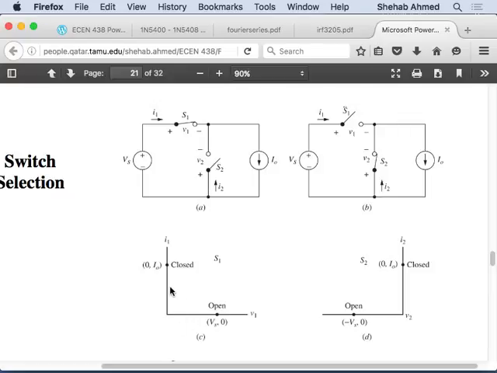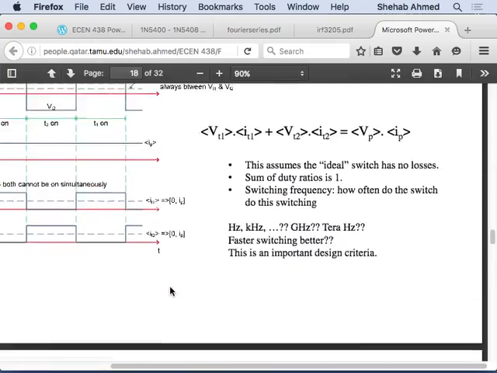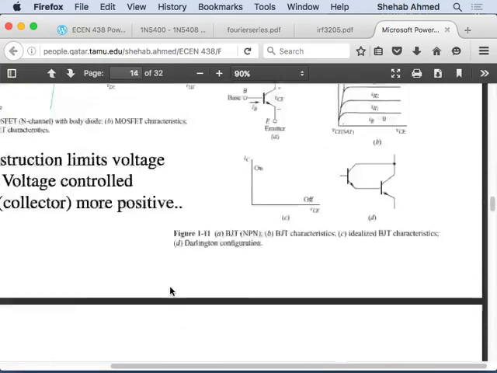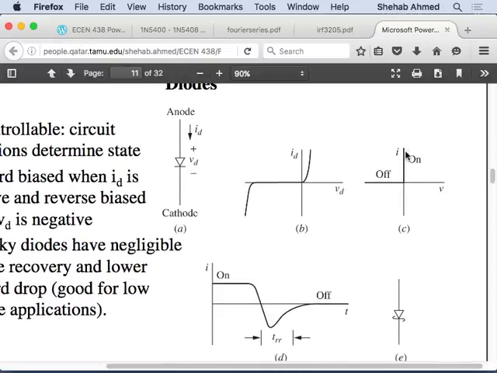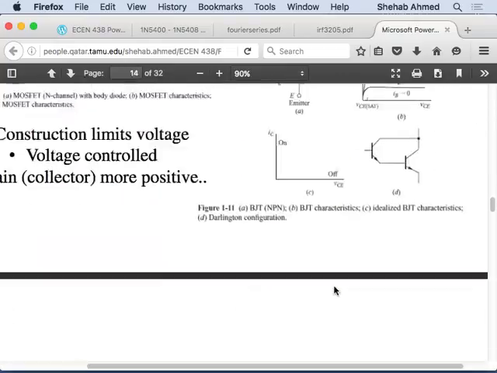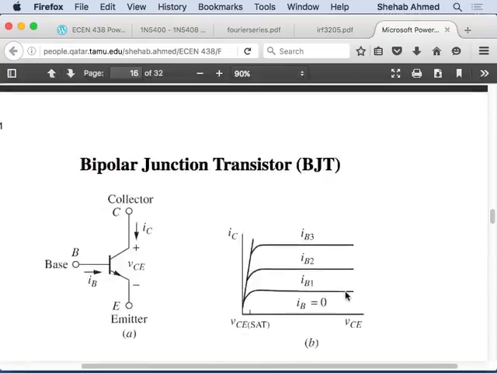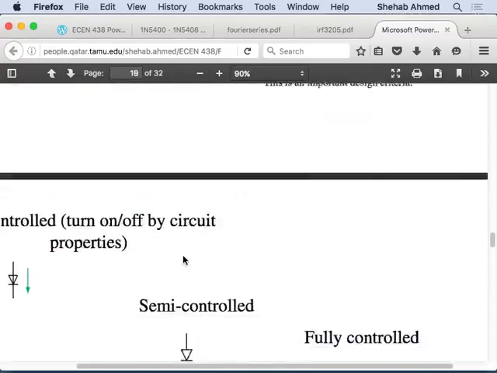You go back to your devices and you see that it's definitely not the diode, because the diode characteristic looks like this. Our required characteristic is something that looks like this, right? So it's either going to be a MOSFET or a BJT. It's one of the fully controlled devices. I don't care which one you choose in this case.